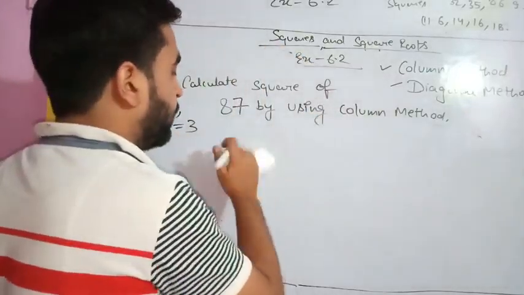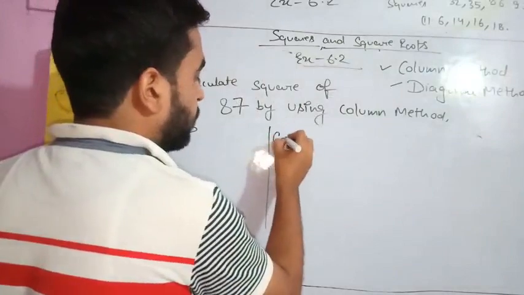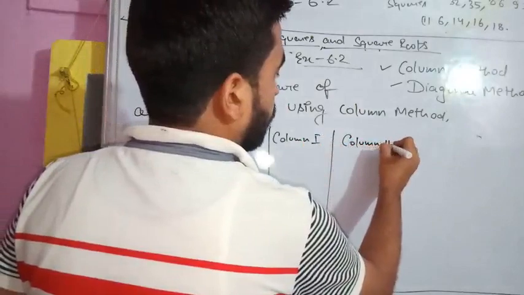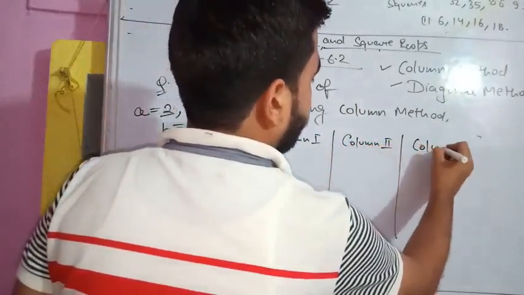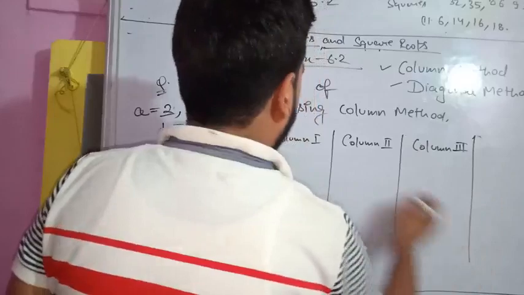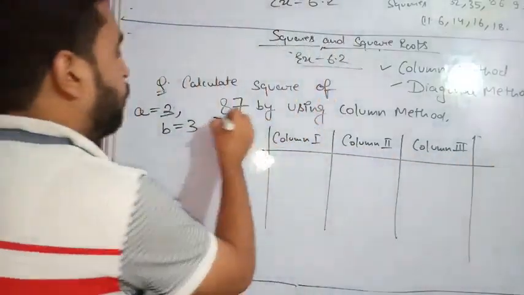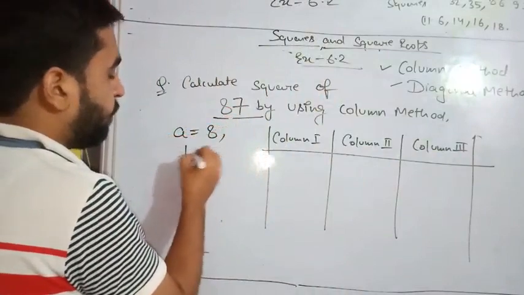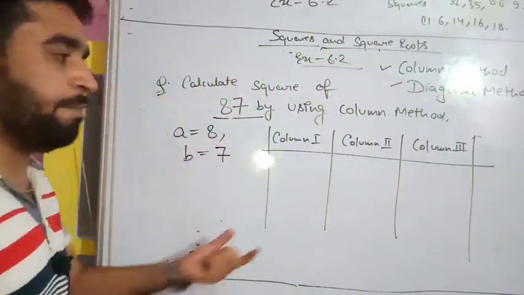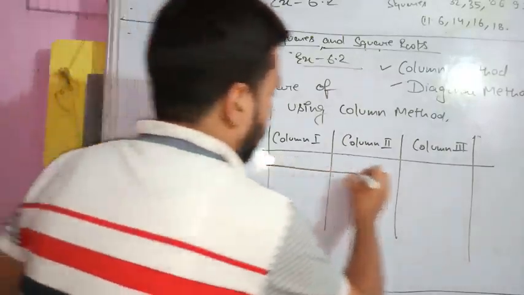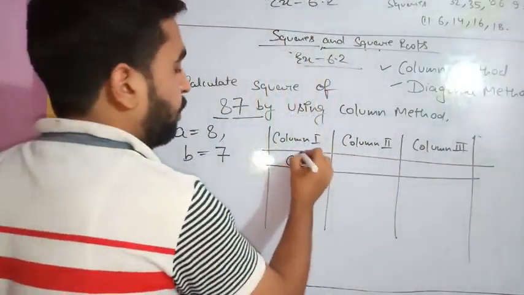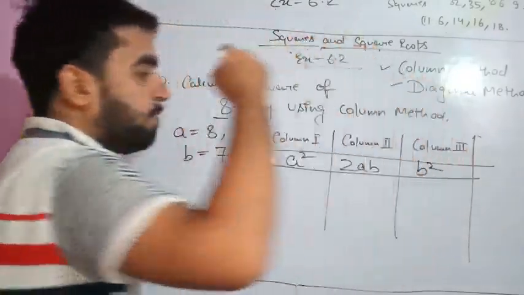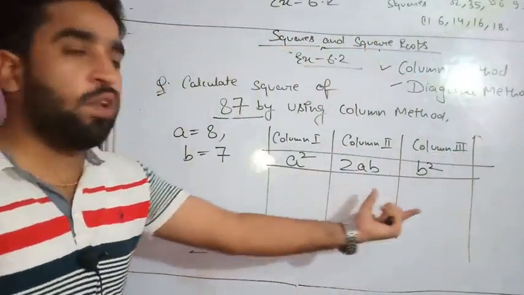So what we have to do first, we will create 3 columns: column 1, column 2 and column 3. Before this we have to assume A and B. What will be the value of A? That is 8. What will be the value of B? That is 7. Next step, columns 1, 2 and 3. The first column we will name as A square, the second column 2AB, the third column B square. This you have to learn.